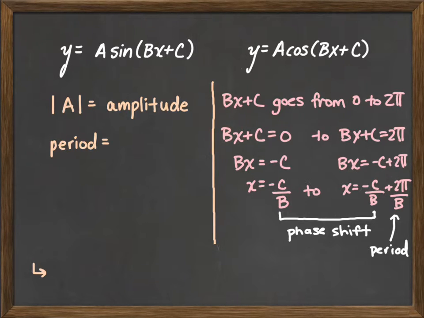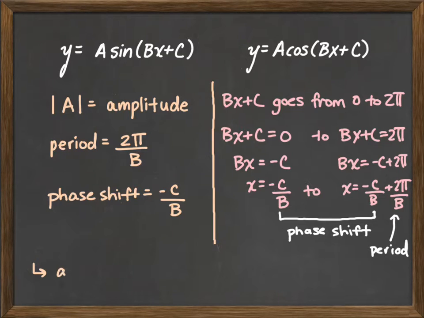And so we get the following. We get that the period of this graph is still going to be 2 pi over b, but this new concept called a phase shift is going to be given by negative c over b. And so what this is actually doing, we are going to get that adding c shifts the graph horizontally.